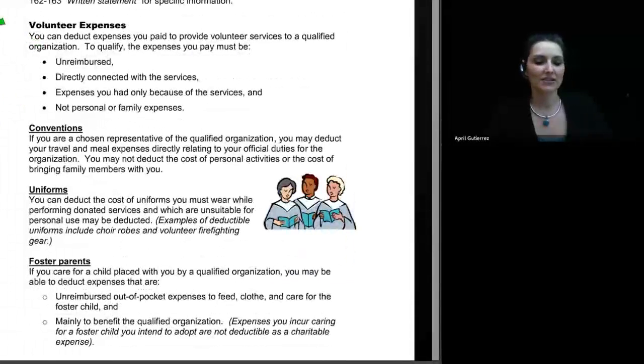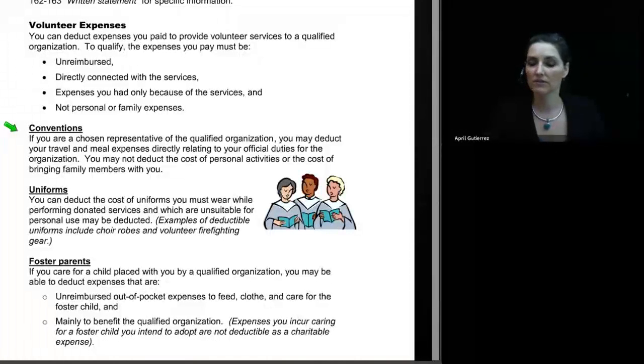Volunteer expenses. You can deduct expenses you pay to provide volunteer services to a qualified organization, but the expenses must be unreimbursed, directly connected with the services, expenses you had only because of the services, and not of a personal or family nature. Conventions. You drive to a convention, and can you deduct the cost of attending the convention?